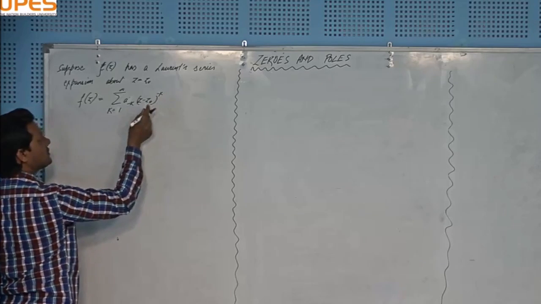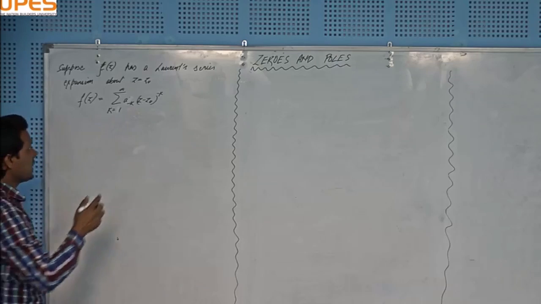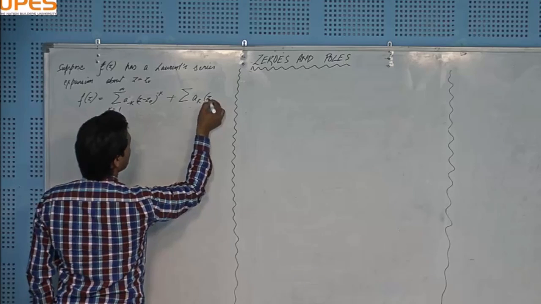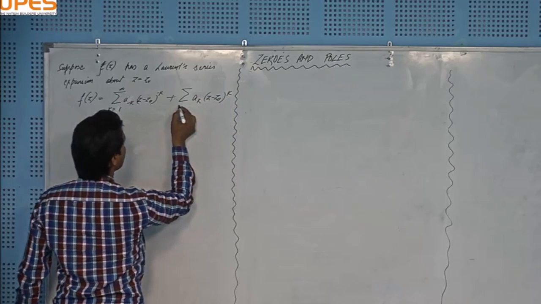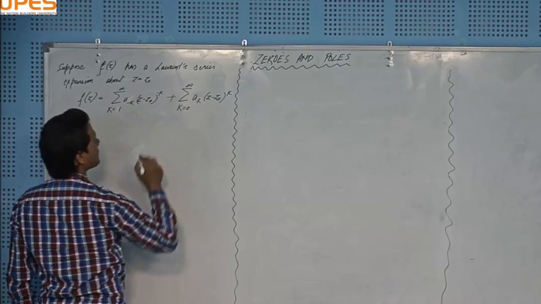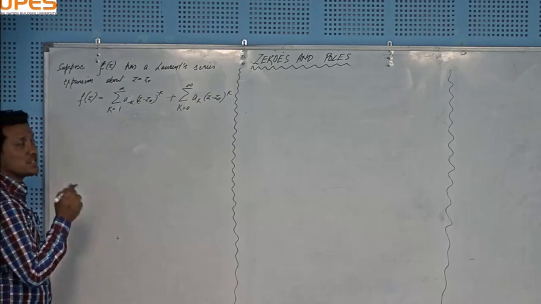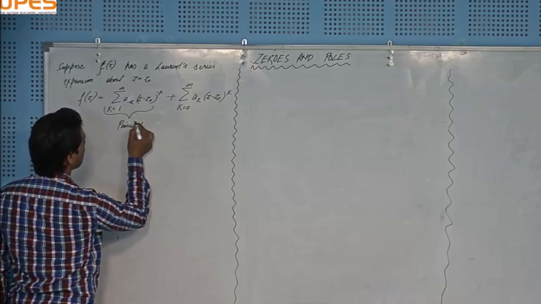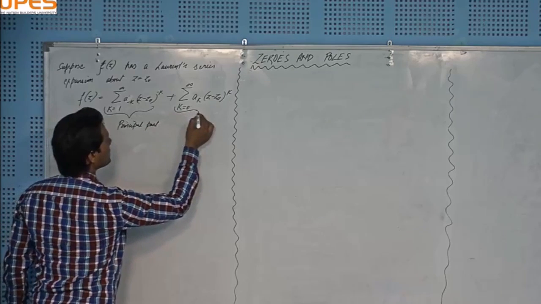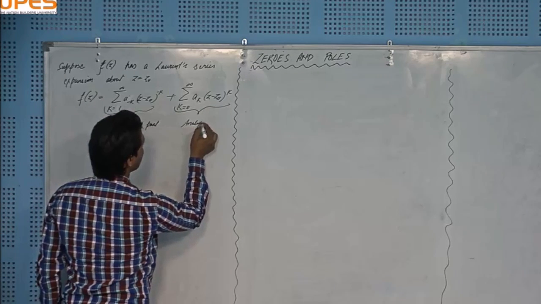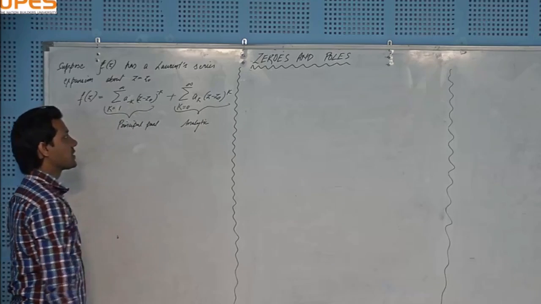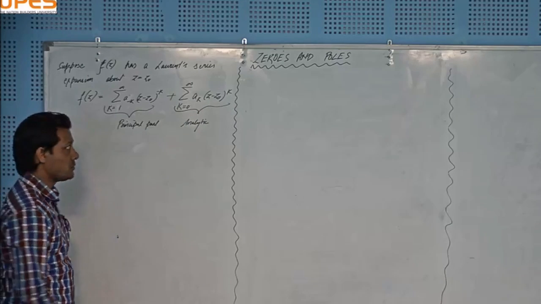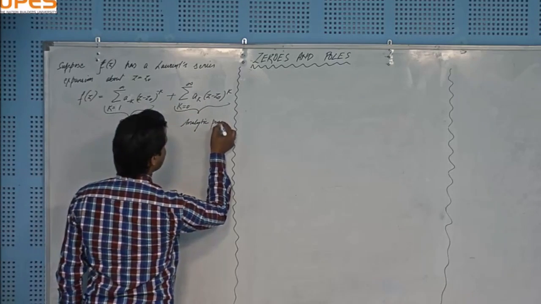It means that all the powers of z minus z naught are negative powers, right? And the other part, which is called the analytic part, is the summation of a k times (z minus z naught) to the power k, where k starts from 0 to infinity. The first part is called the principal part, while this part is called the analytic part, as all the terms inside it contain positive powers of z minus z naught. Positive powers indicate the analytic part.